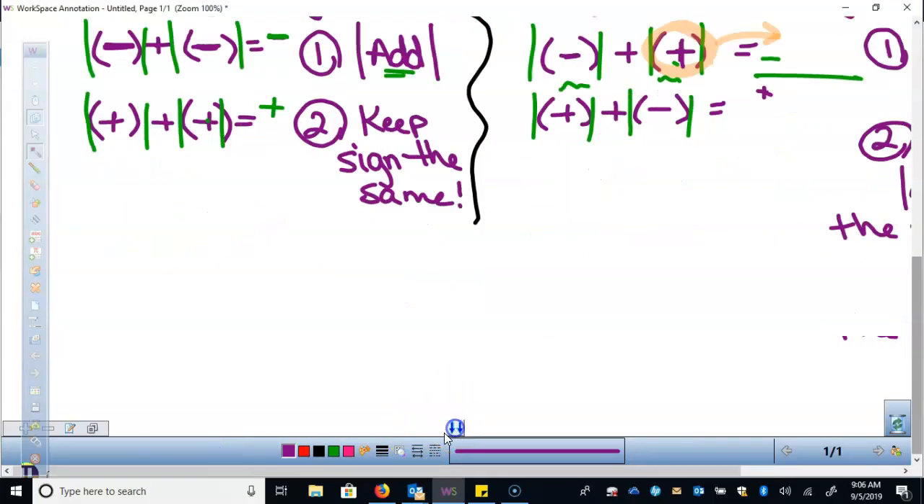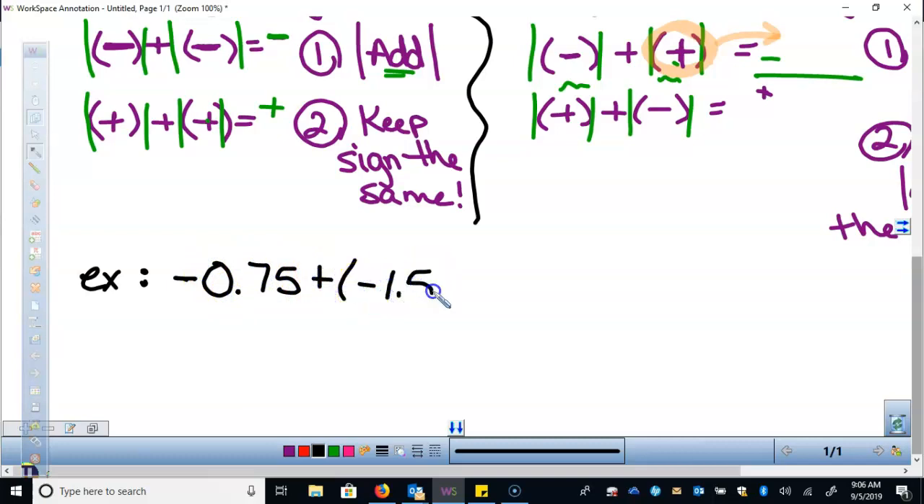Let's try these in action. We're going to start off with decimals here, and then we'll work our way up to fractions, and then we'll do one with mixed numbers. For example, let's do negative 0.75 plus negative 1.5.